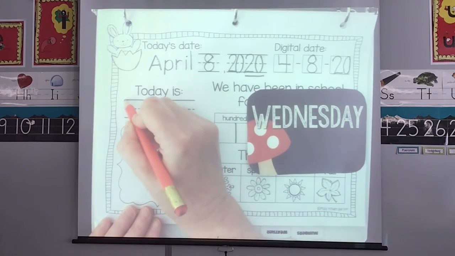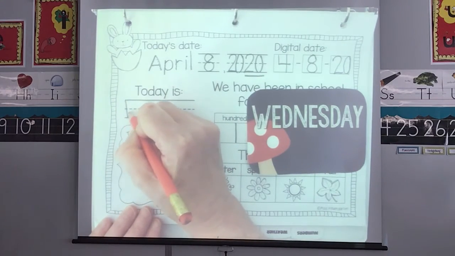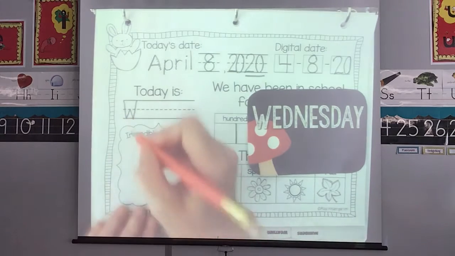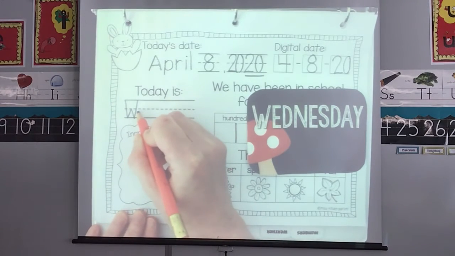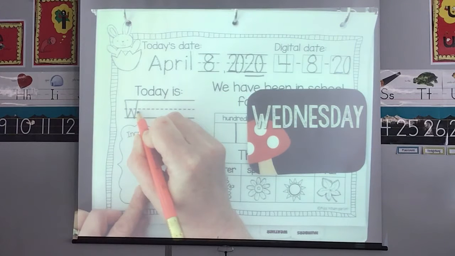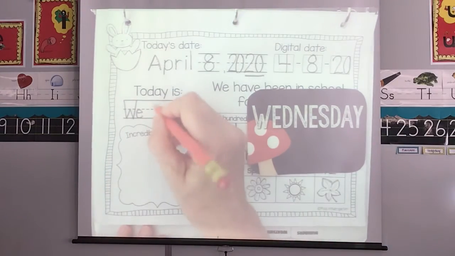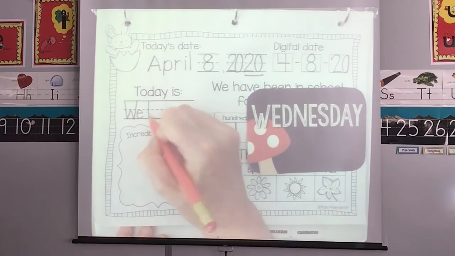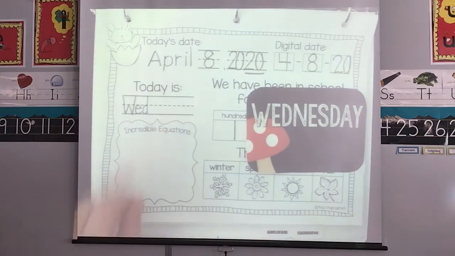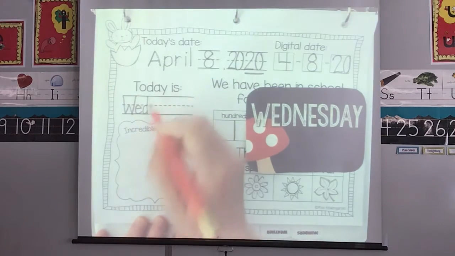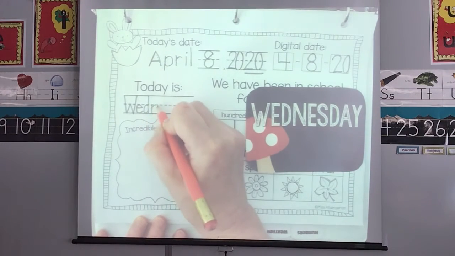Start at the top, all the way to the bottom, up to the dotted line, all the way to the bottom, back up to the top for a nice big capital W. For your E, start right next to the W below the dotted line, slide right. Reach up and touch the dotted line, swing around to the bottom line, just like that, nice and neat. Then your D, top to bottom, put your tummy facing the E.